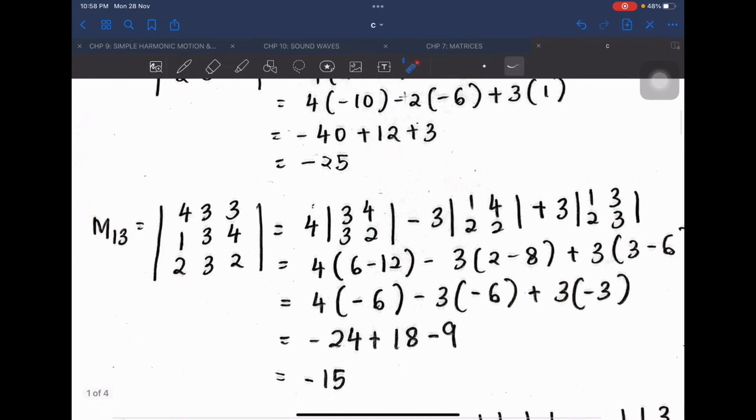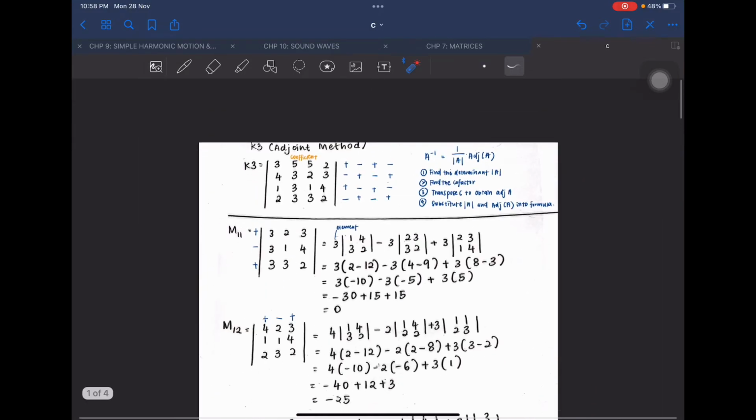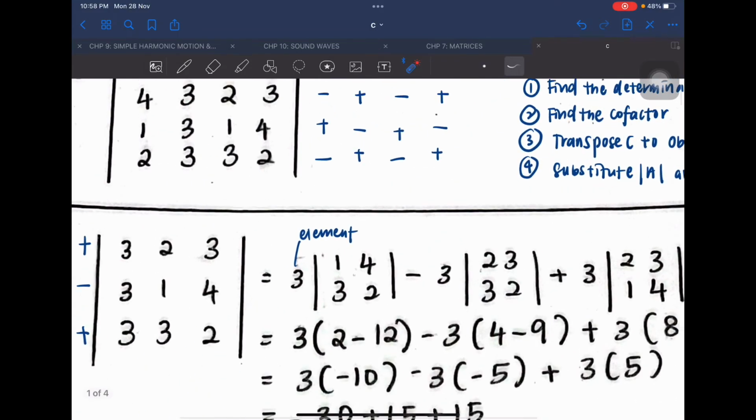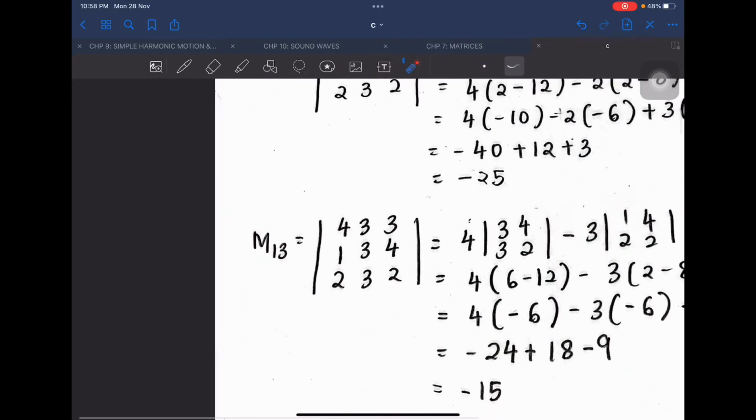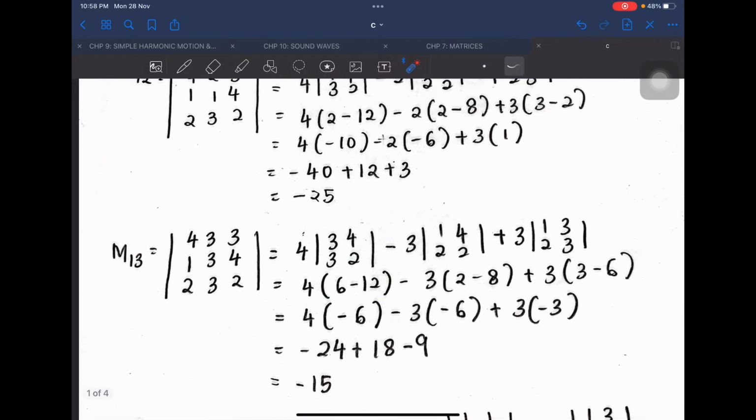So for the third 3 by 3 matrix, take it from K3, row 1, column 3, the rest of the values, transfer it here. We get 4, 3, 3, 1, 3, 4, 2, 3, 2. Okay, so row 1, column 1, 3, 4, 3, 2. So we know that 4 is positive. So here is positive value.